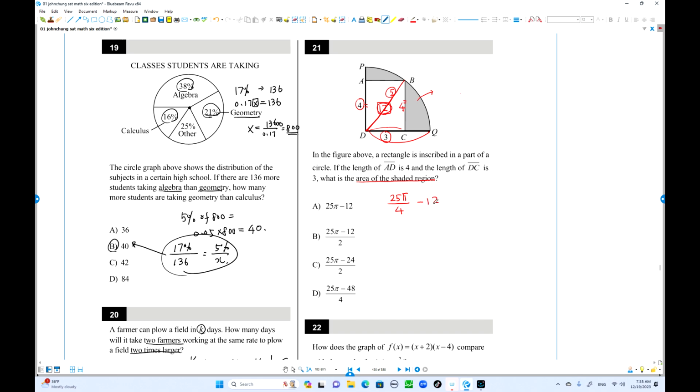Okay, so which one is equivalent? 12 is the same as 48 over 4, right? So 25 pi minus 48, all over 4. That's the answer, okay?